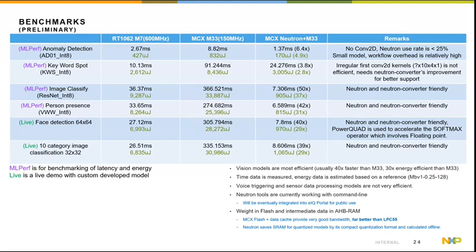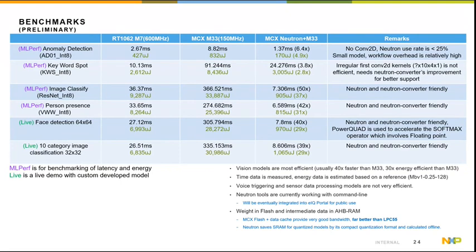The time is measured, and the key takeaway is for the image classification and the image-related models, Neutron can in fact be about 40 to 50 times faster than the Cortex-M33 core at the same frequency, and about 5 or 6 times faster than the 600 MHz Cortex-M7.